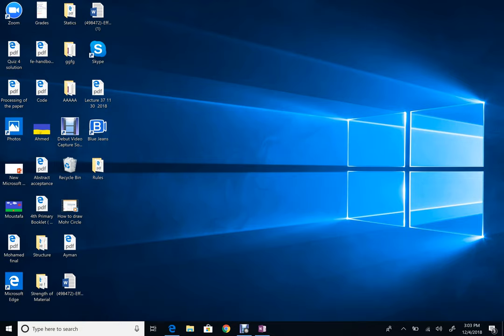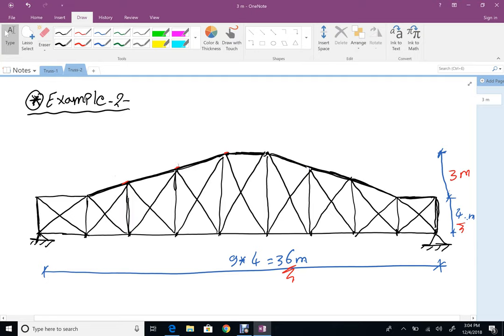Hi guys, let's start a new example. We have the same span, 36 meter, but with different truss, with different bridge shape.